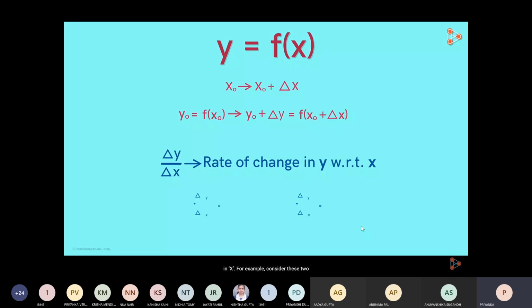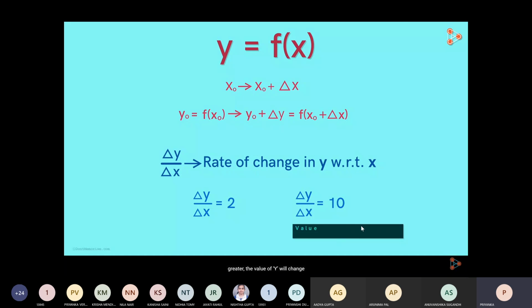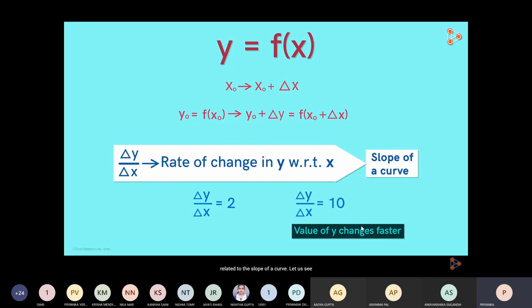For example, consider these two ratios. As the ratio in the second case is greater, the value of y will change relatively faster here. This rate of change for a function is actually related to the slope of a curve. Let's see how.